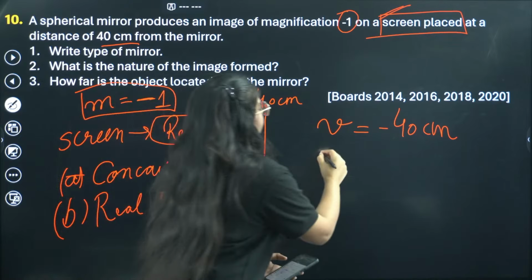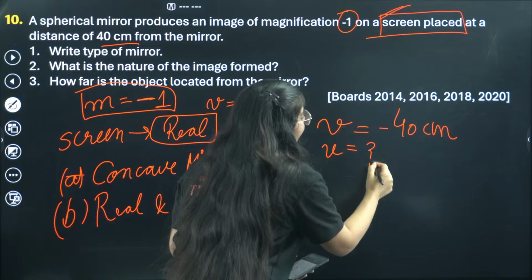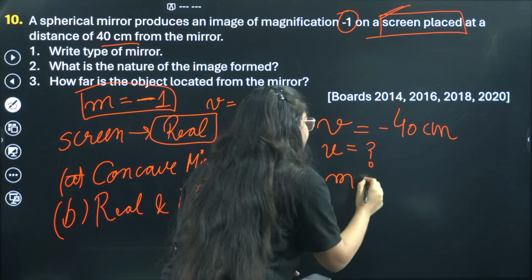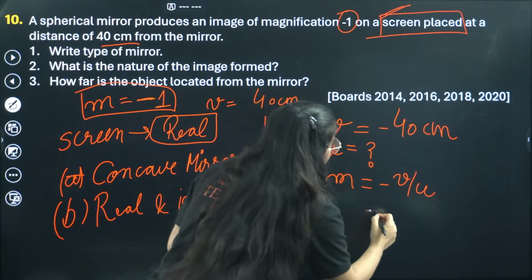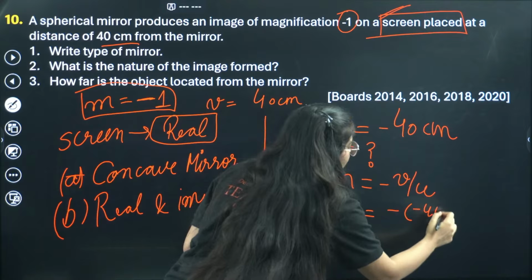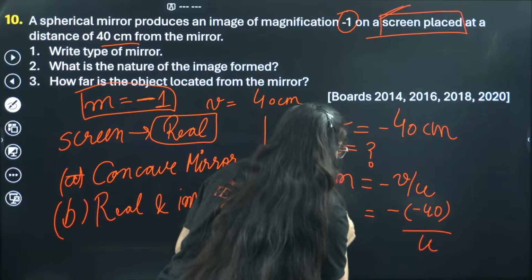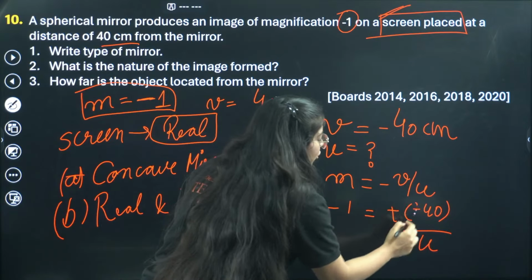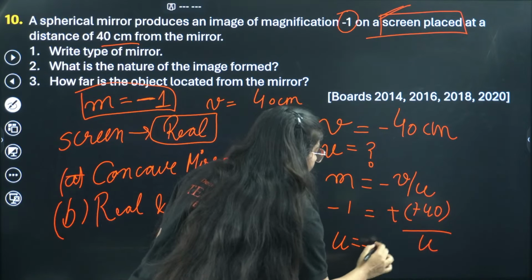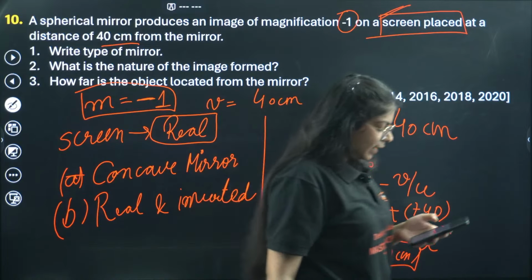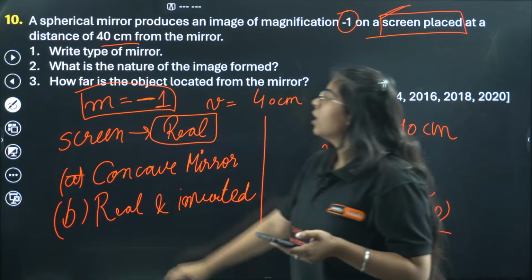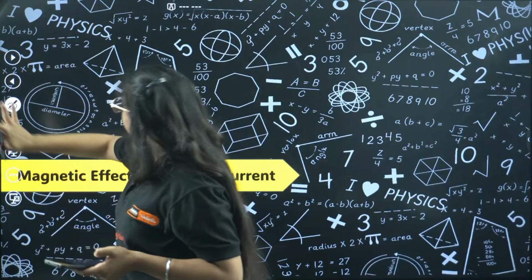Now we need to find U, and we have magnification. We don't even need focal length for this. M equals -V by U, so minus of -40 by U, and this is -1. So U will come out to be -40 centimeter. Correct? Let's move on to the next question. And we have completed the chapter light.